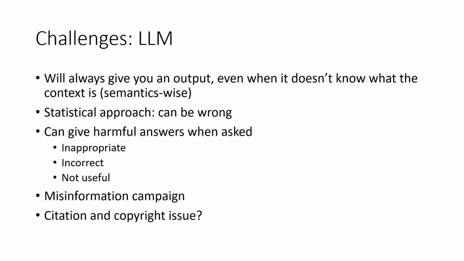Then there's misinformation campaigns. If you train your model on information from the internet, it will actually pick up a lot of things such as misinformation campaigns. And if you ask ChatGPT about it, it might spit out that information. Same with the pizza example that I gave you before, adding Elmer's glue. What about citations and copyrights? How do we deal with that?